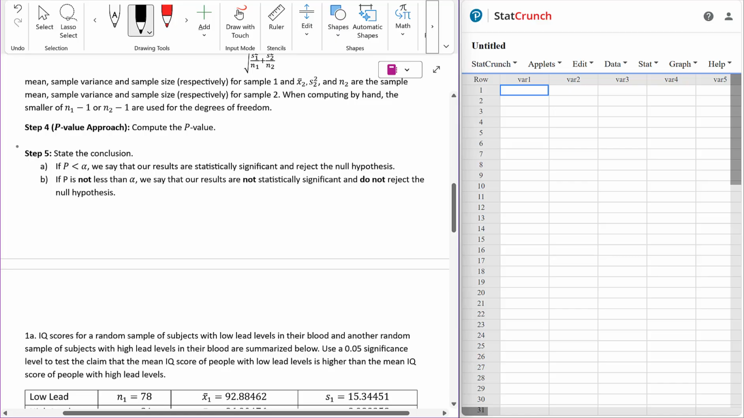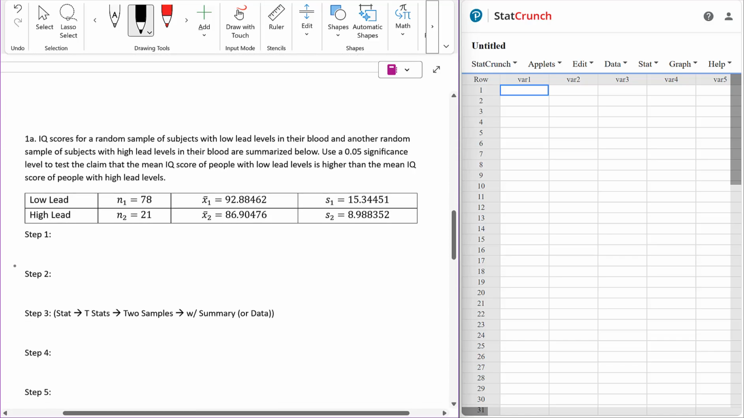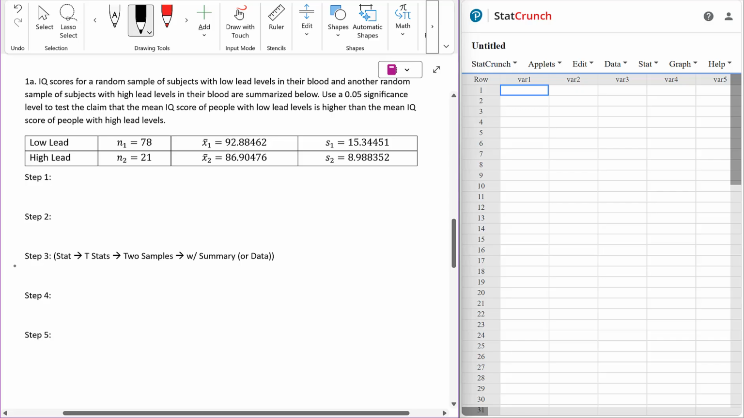Step 4 is to compute that p-value, and then step 5, we state our conclusion. As always, if p is less than alpha, we say our results are statistically significant and reject the null hypothesis. If p is not less than alpha, we say that our results are not statistically significant and do not reject the null hypothesis. So we've got a couple problems to run through to just make sure we're okay with this process as well.